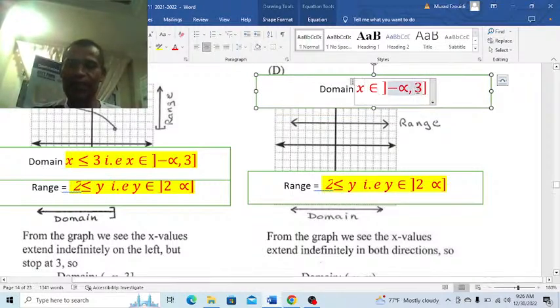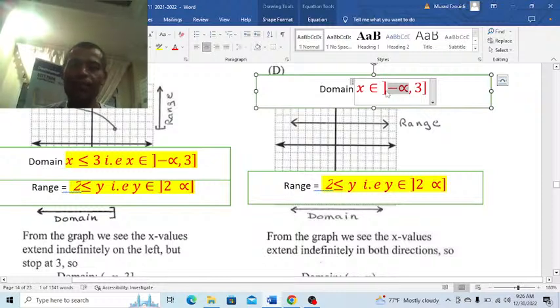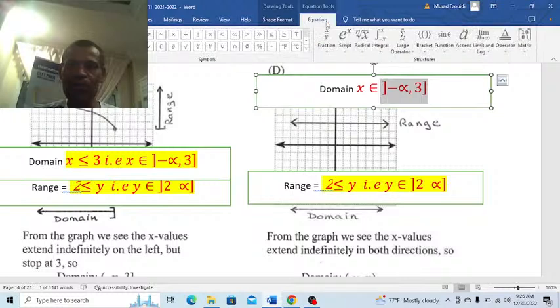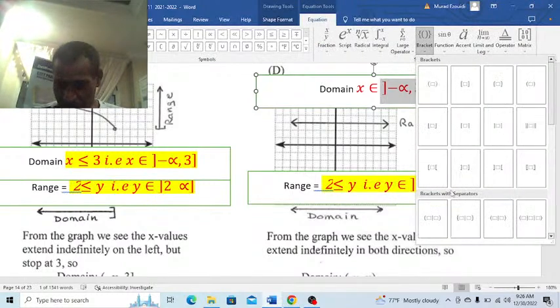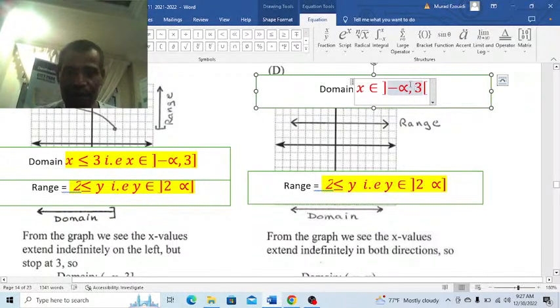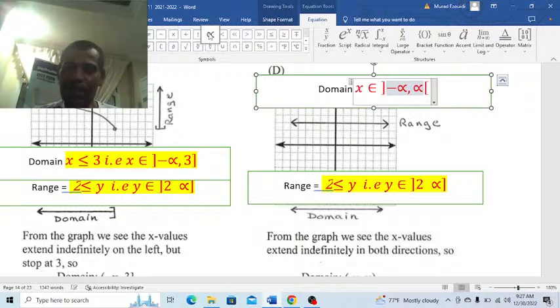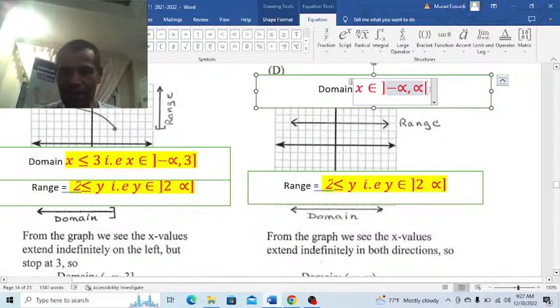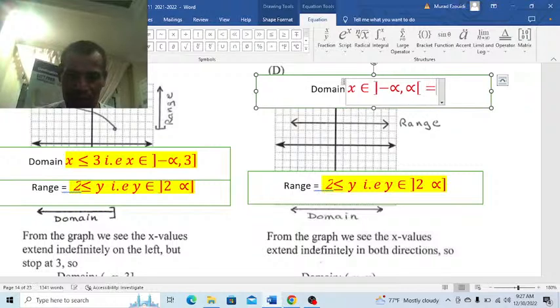And I will press this one. I will cut all of this, then I will go to replace with open interval. Open interval from left hand side and right hand side, like that. So it will be minus infinity to infinity. Okay, this is infinity, and it means this is R, the set of real numbers.